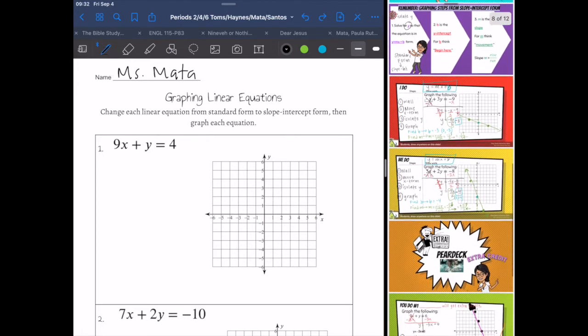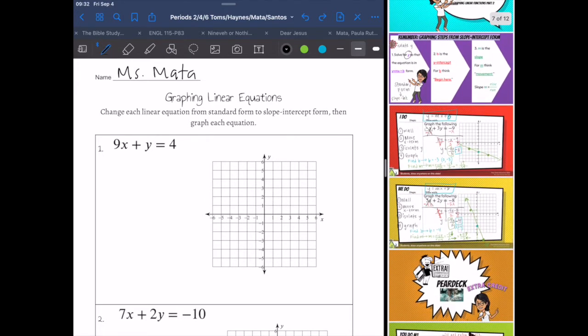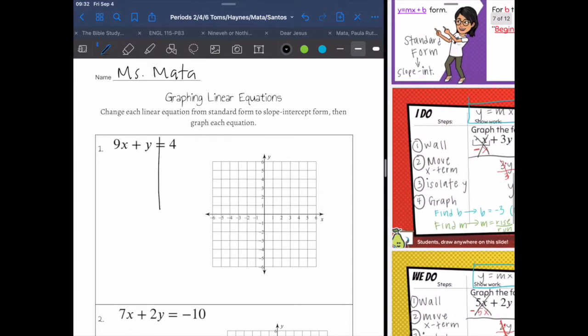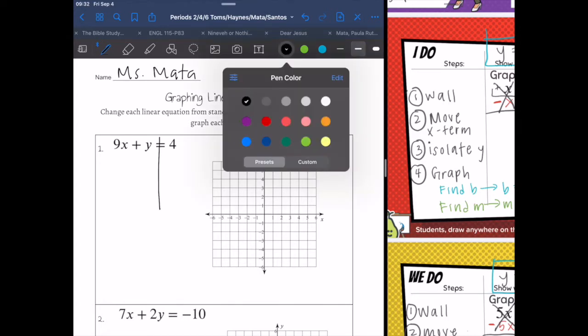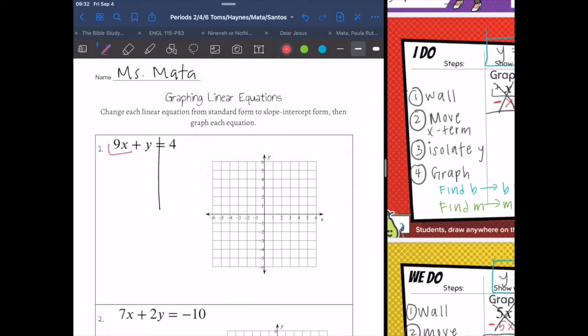So here we go. To start off, I have my notes on this side to help me, and that's a great idea when you're doing your homework. Always have your notes on the side, okay? Here we go. We have to first draw the wall. Looking at the steps right there, we have to draw the wall first. And when we draw that wall, we then have to move the x term.